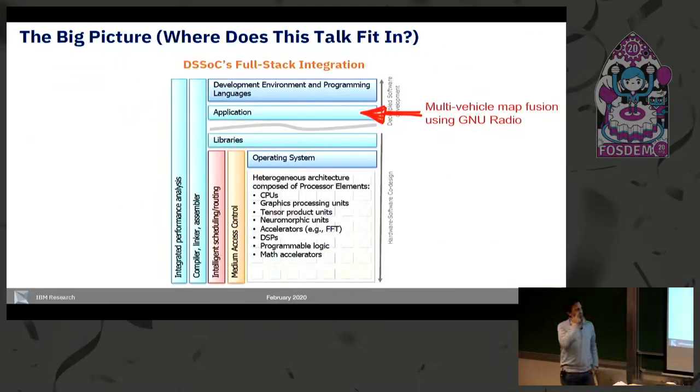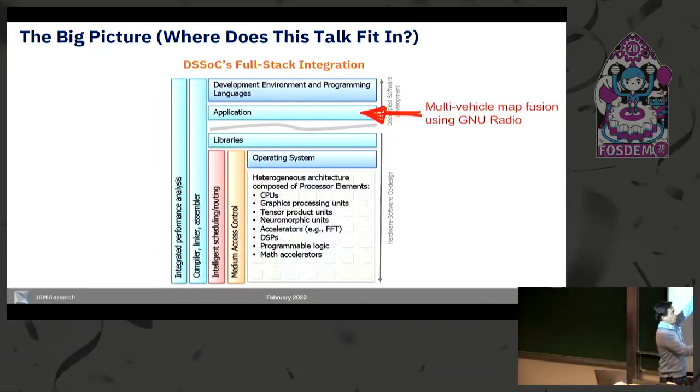Also, to give you a little bit of context, this is something that Dr. Vetter presented in his presentation before. This is the full stack that is being addressed as part of the DSOC program. This presentation is just about the application, right? Later on today, I will be presenting something about the scheduler also, and I will be touching this other layer here, the operating system.